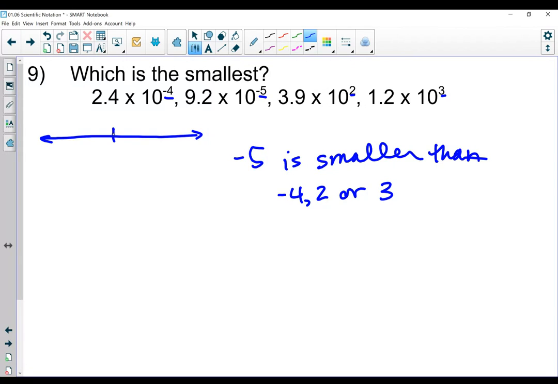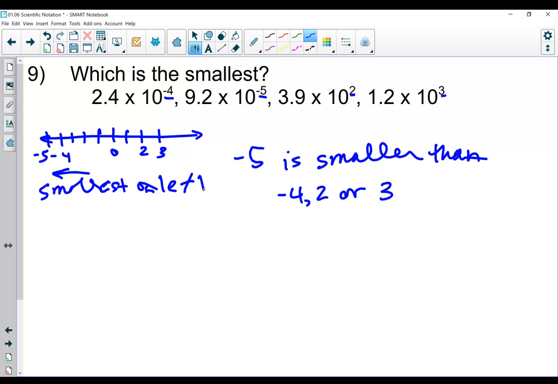Here's my number line. Here's 0, 1, 2, 3. Other directions are negatives. 1, 2, 3. This is -4. This one's -5. The smallest number is going to be on the left. I feel like this is one of those easy things that's easy for people to screw up. Man, my handwriting is really bad on the surface today. The smallest number is on left. Sorry about that. So my smallest number would be 9.2 times 10 to the -5th.